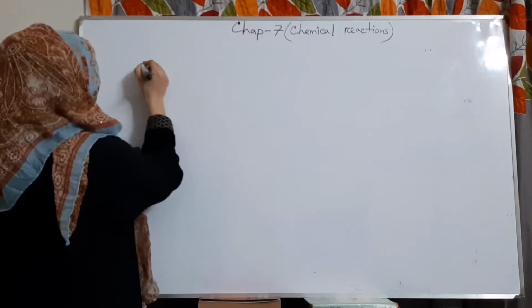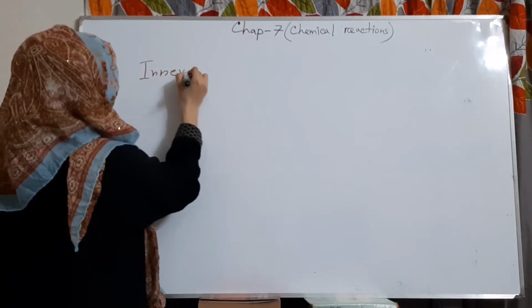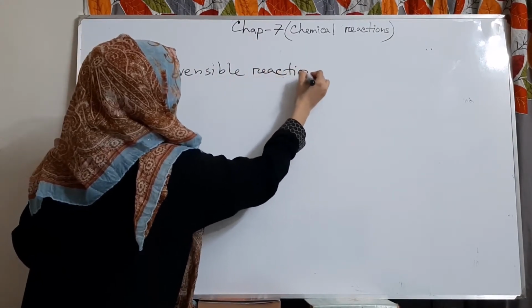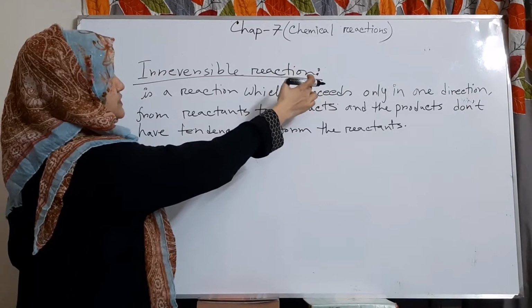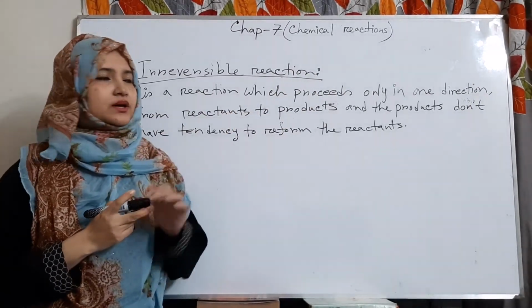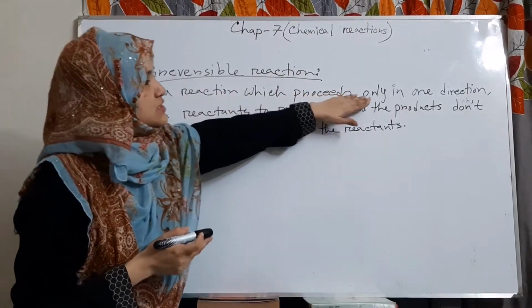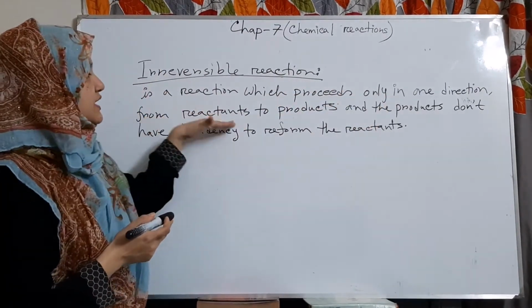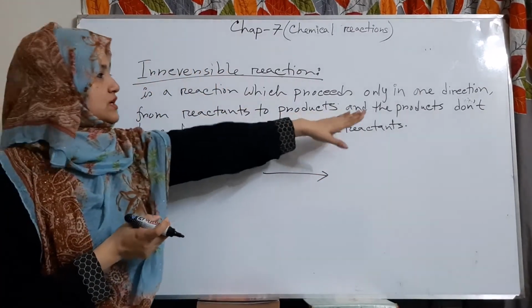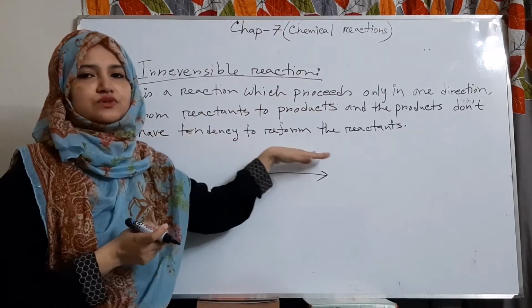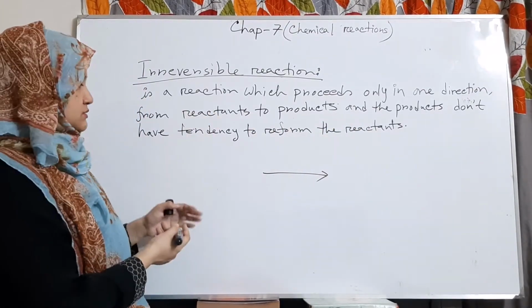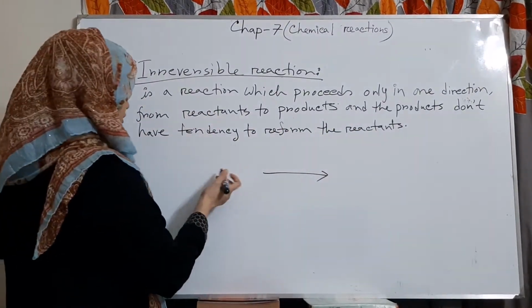Okay, what is an irreversible reaction? An irreversible reaction is a reaction which proceeds only in one direction, from reactants to products, and the products don't have any tendency to reform the reactants. Take an example, then it would be more clear to you.